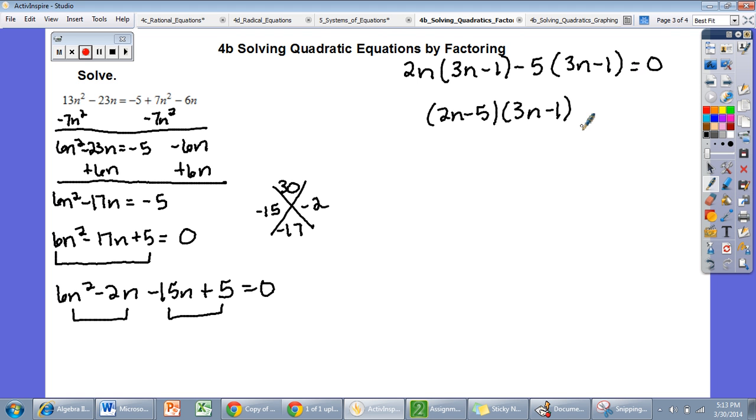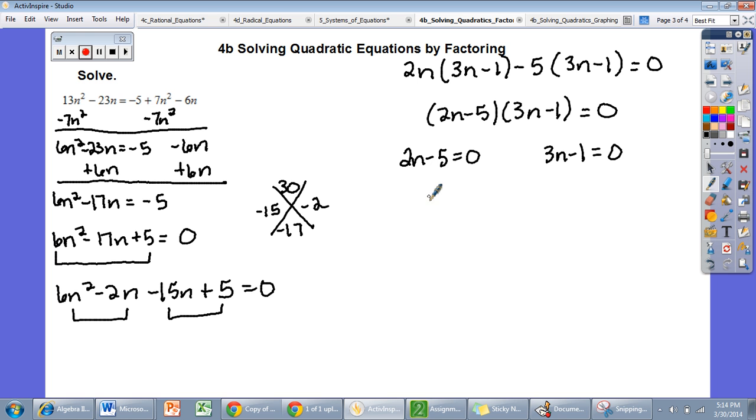Okay, and now remember this whole time I kind of dropped my equal to 0, which I shouldn't have. We know that this is equal to 0, so if I'm trying to solve and get the solutions, you notice that they asked me a slightly different question here, but I'm still solving the problem in the same way. I want to find my solutions. I want to set each of these equal to 0. So 2n minus 5 equal to 0, and 3n minus 1 is equal to 0.